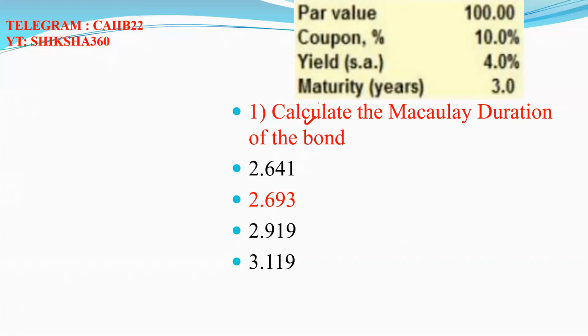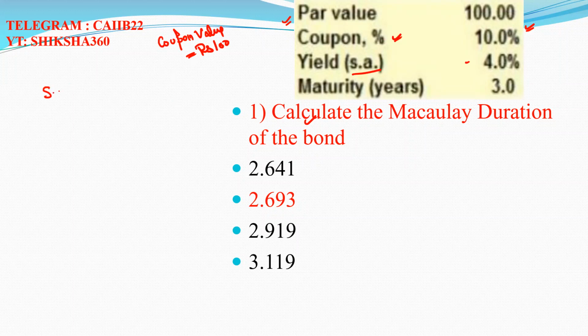Initially they have given us the par value, which we can treat as the coupon value: rupees 100, and the coupon rate is 10%. Yield is 4%. Here they have written one word, SA.